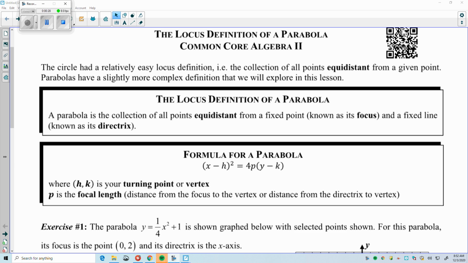I kind of like to look at this in terms of a formula. I know it's one more thing to memorize. However, I feel like this is a little bit easier and maybe a little bit quicker to get to the actual answer that we're looking for.